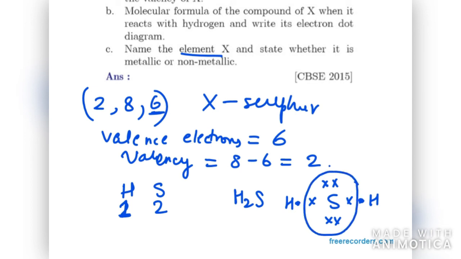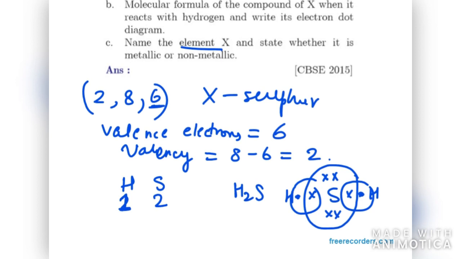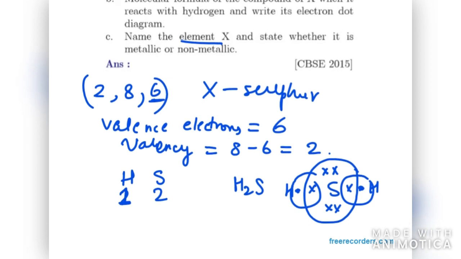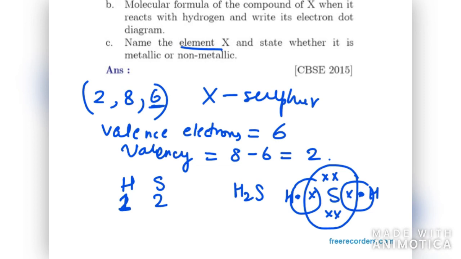Now we have to name the element. Element is sulfur and we have to state whether it is metallic or non-metallic. So it is non-metal as it is present in 16th group. So it is a non-metal, and that's the end for this video.